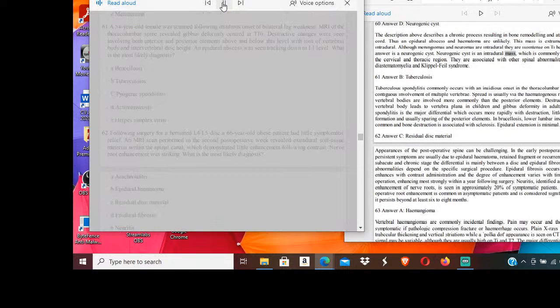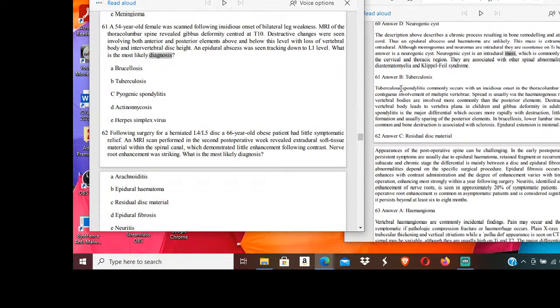Meningioma. Question 61: a 54-year-old female was scanned following insidious onset of bilateral leg weakness. MRI of the thoracolumbar spine revealed gibbous deformity centered at T10. Destructive changes were seen involving both anterior and posterior elements above and below this level with loss of vertebral body and intervertebral disc height. An epidural abscess was seen tracking down to L1 level. What is the most likely diagnosis?